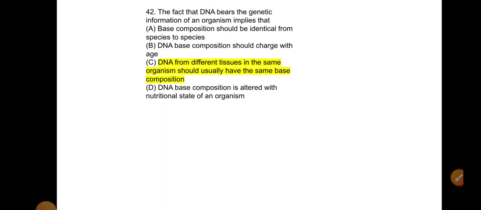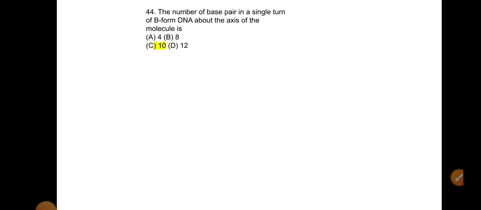So I'll tell you about 42. What is it trying to say? It is saying that DNA has the genetic information. Okay, so what do we infer from that? Basically, if we have different tissues in the same organism, the base composition of DNA, which carries all the information, will be the same. Okay, so 43, 2 nanometers.